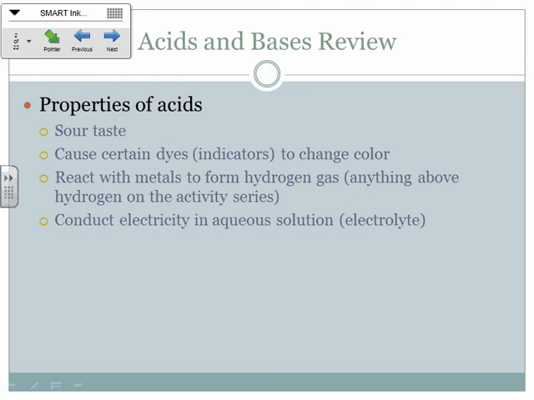They can cause certain dyes, which are called indicators, to change color, which we've already done a lab this year where we used an indicator called phenolphthalein that changed clear in the presence of an acid, changed pink in the presence of a base. They will react with metals to form hydrogen gas. Okay, anything above hydrogen on the activity series. I'm going to show you some examples in your AP questions this time around of ways that they like to ask this question on the equation writing section. Okay, so you need to know this concept.